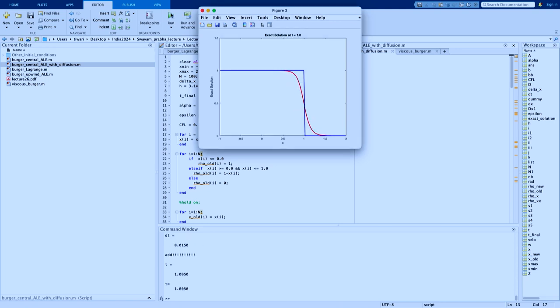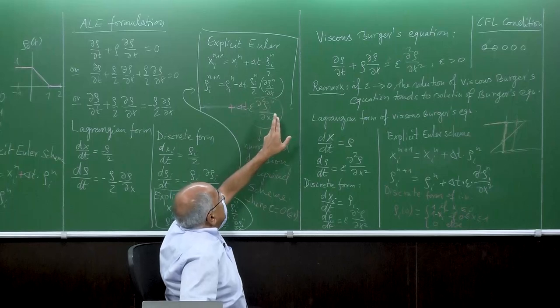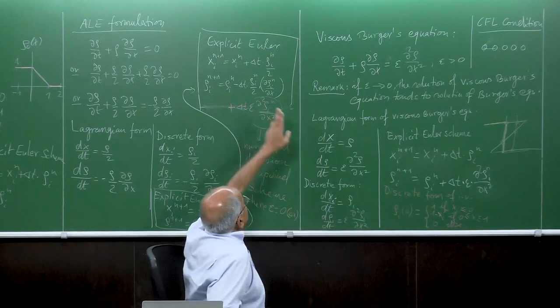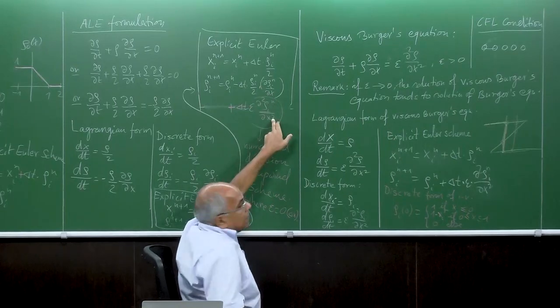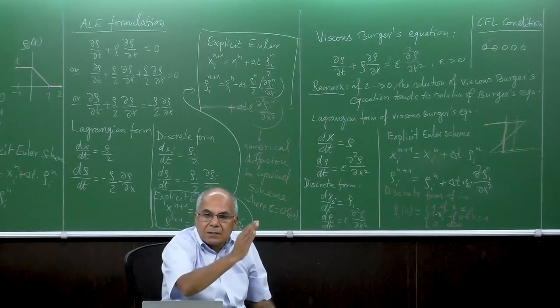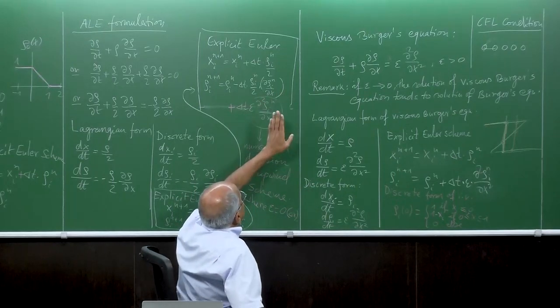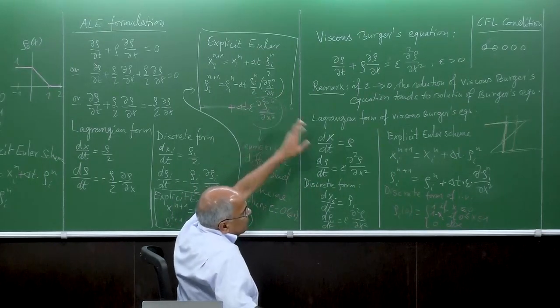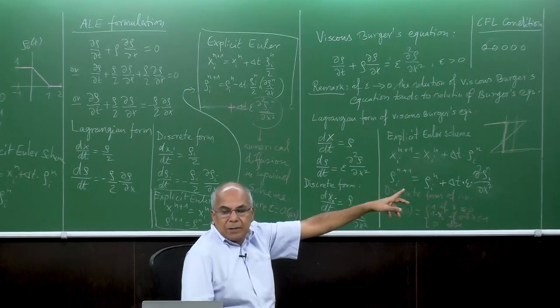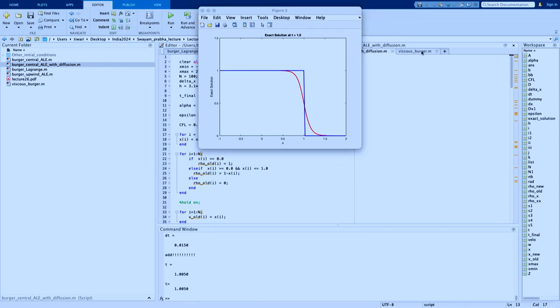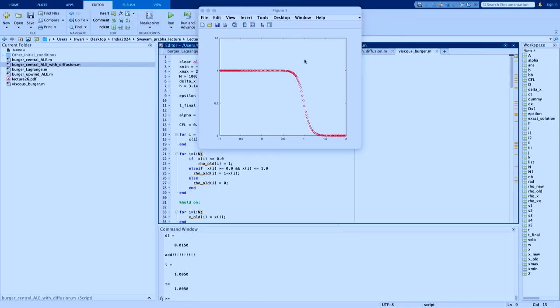It is almost the same, because this part is also a second order approximation, and this part is also a second order approximation. If I had first order here and second order there, I would get a much more diffuse solution. But here this is second order, this is second order, and there is of course second order approximation. Therefore, we got a similar solution. So again, let me run the viscous Burgers equation.